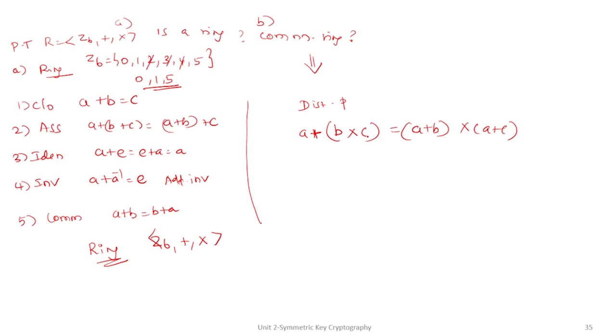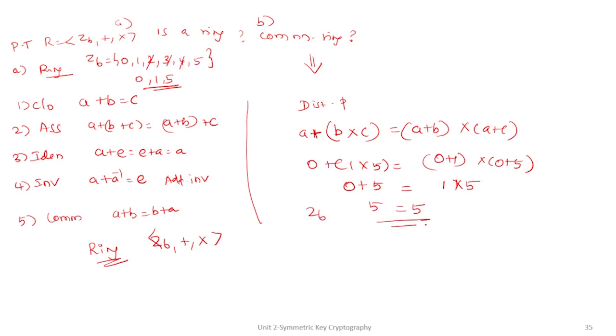Into 0 plus 5. So 0 plus 1 into 5, which is equal to 0 plus 1 into 0 plus 5. So if you take this value, 0 plus 5, which is equal to 1 into 5. So the answer is 5 because it is Z6. So the answer is the same. So the distributive property is satisfied with the two operations.